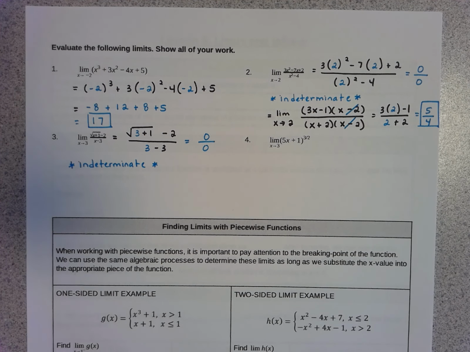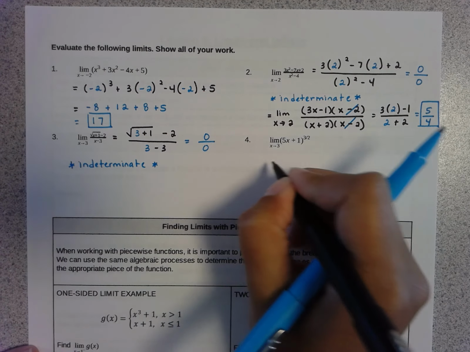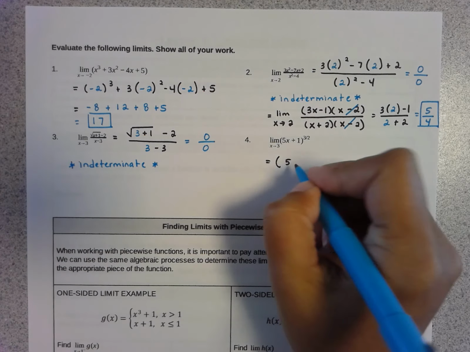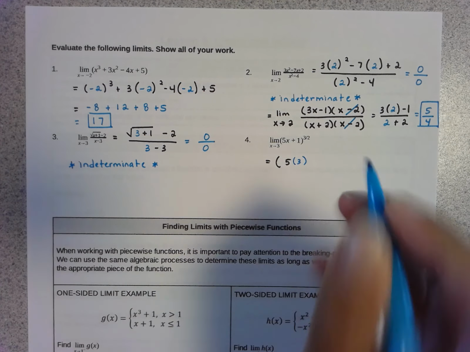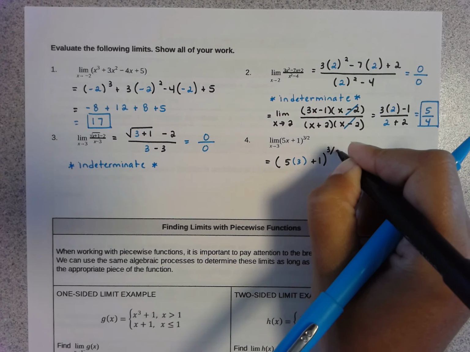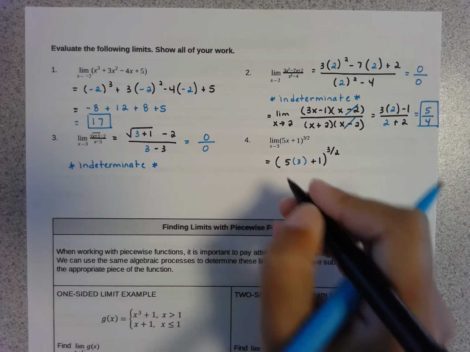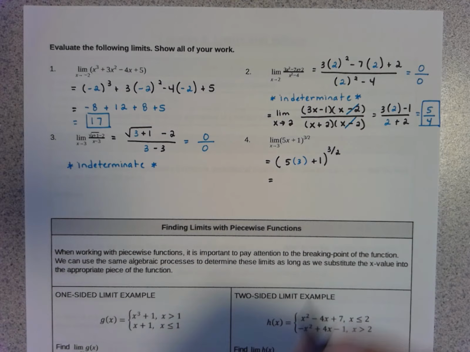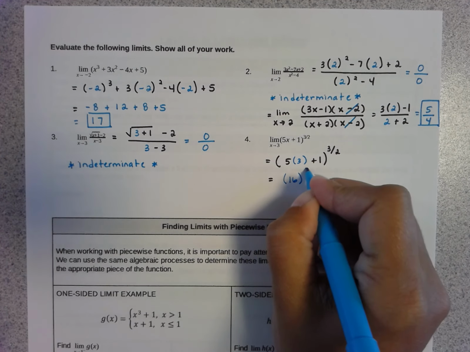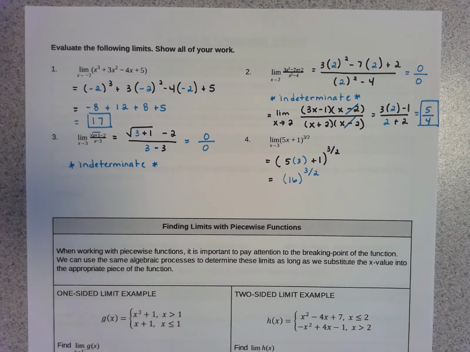Finally, for problem number 4, we're going to try direct substitution because that should always be our first step. So I would have 5 times 3 plus 1 to the 3 halves power. Now, 5 times 3 is 15. 15 plus 1 is 16. So this problem simplifies to 16 to the 3 halves power. Now, this is something we can simplify even further.